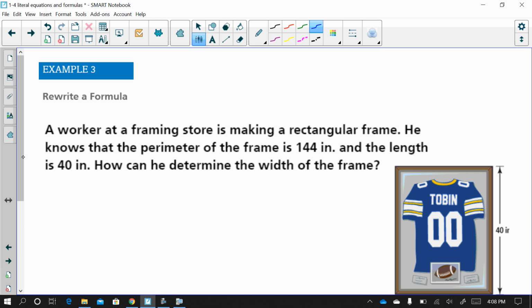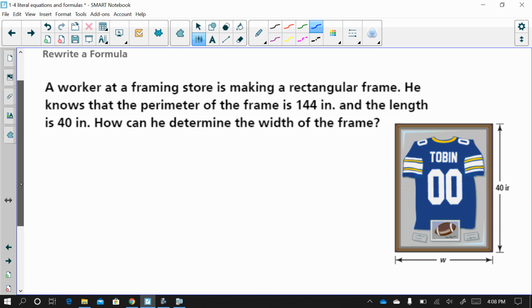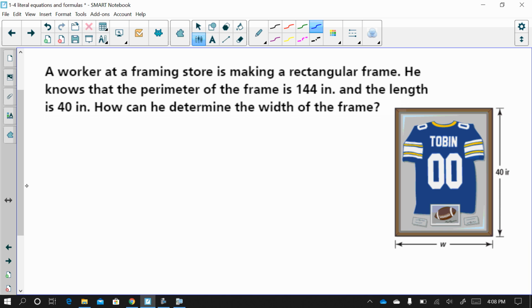Okay, here's another example. A worker at a framing store is making a rectangular frame. He knows the perimeter of the frame is 144 inches and the length is 40 inches. How can I determine the width? Well, let's write the formula for perimeter.